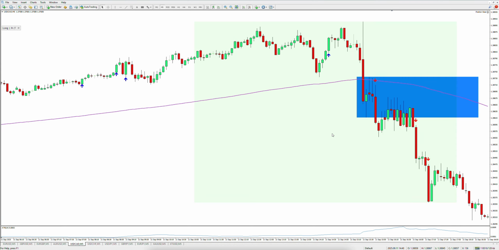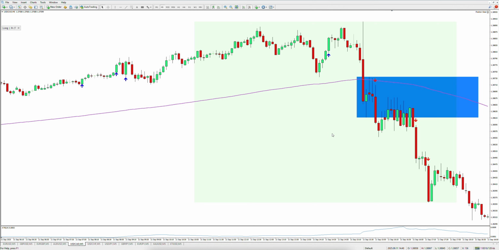Well, I'm going to explain how I draw supply and demand zones. I don't know if this aligns with the way other people draw them, but it is the way I draw them, and it seems to work out for me pretty well. So we'll get stuck straight into it.